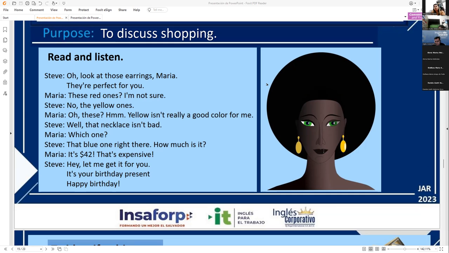These red ones. I am not sure. Not the yellow ones. Oh, these yellow earrings. Yellow isn't really a good color for me. Well, that necklace isn't bad. Which one? That blue one right there. How much is it? It's $42. That's expensive. Hey, let me get it for you. It's your birthday present. Happy birthday. Okay, excellent. Thank you very much.